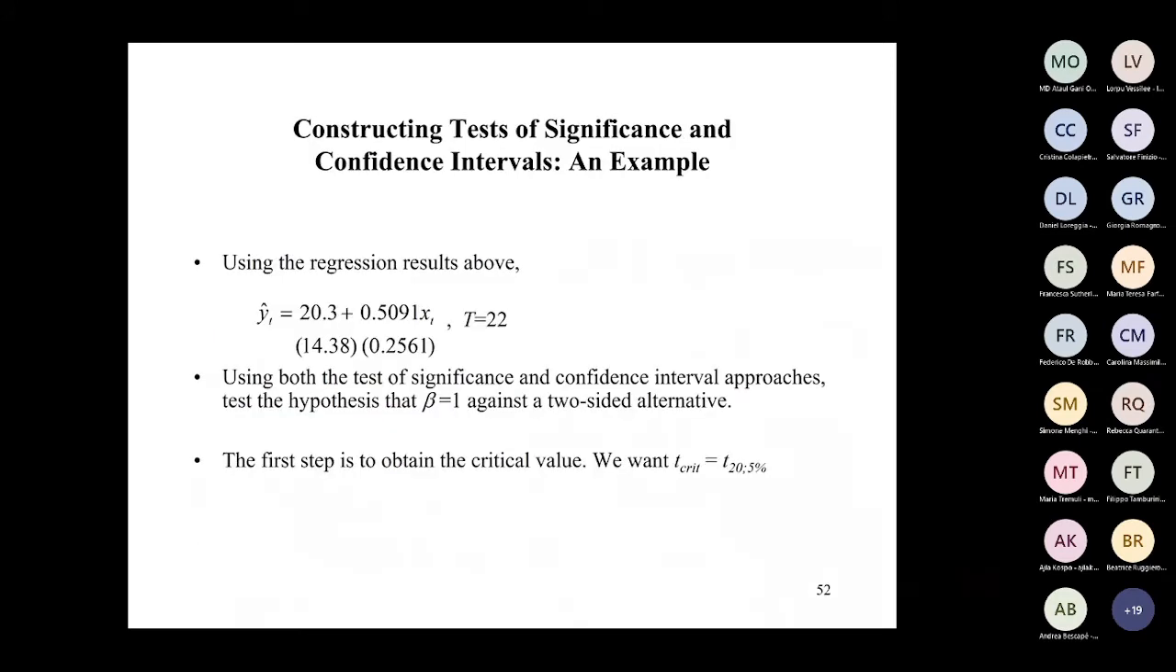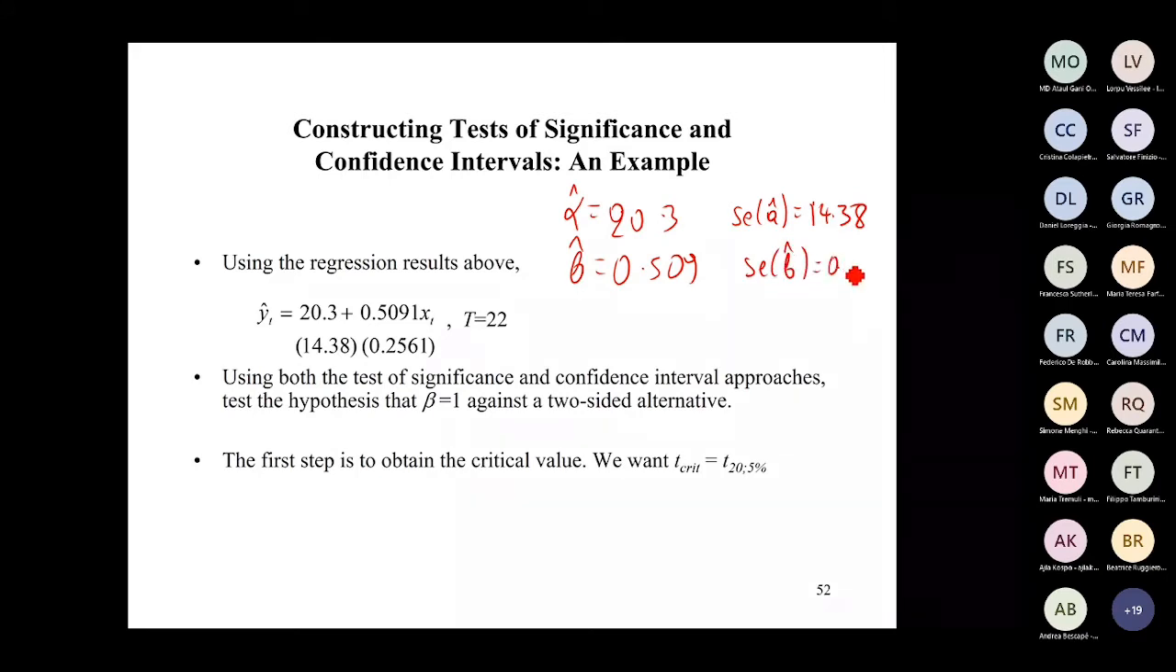Okay, so let's see an example. We have a regression where, in this case, alpha hat is 20.3, beta hat is 0.509, the standard error of alpha hat is 14.38, the standard error of beta hat is 0.25.